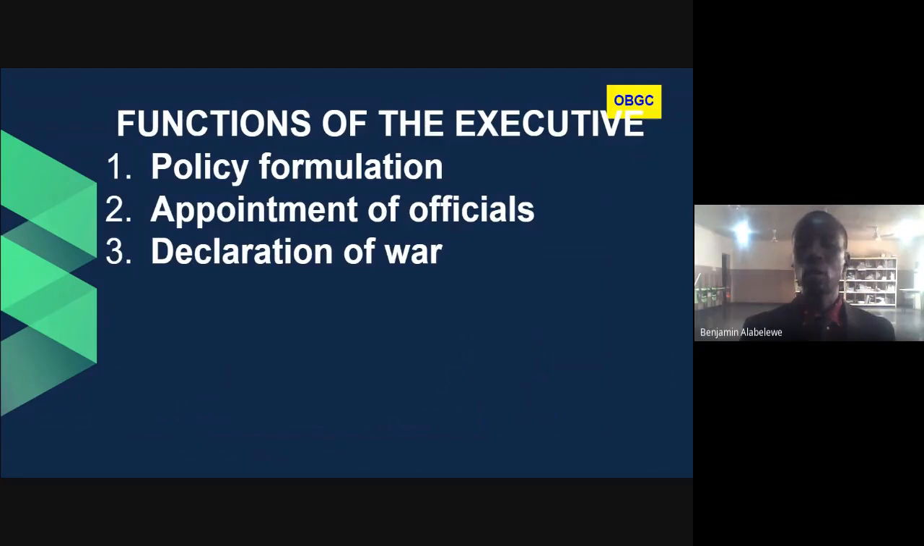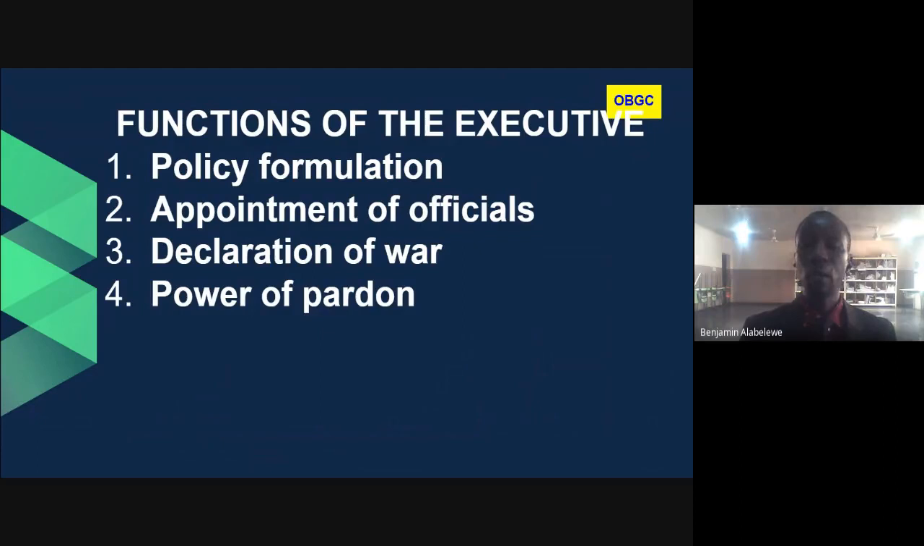They have the power to declare war against any intruder, maybe a nation that is trying to intrude into the nation, or maybe any part of the country that wants to tear the country apart. So they prevent external aggressions and internal insurrections. Take note of that: external aggressions and internal insurrections.